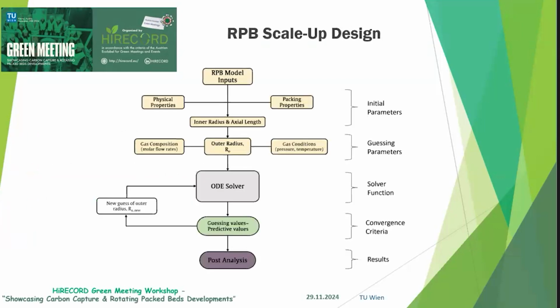This is another figure that illustrates the structure of our iterative approach. We have the initial parameters, the guessing parameters, and also the ODE solver. And then we have the convergence criteria, where we check the guessed values against the predicted ones, and then a new iteration begins for another outer radius estimation until we meet the 90% capture specification.